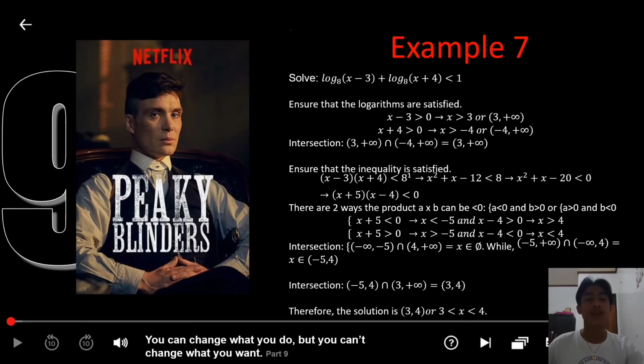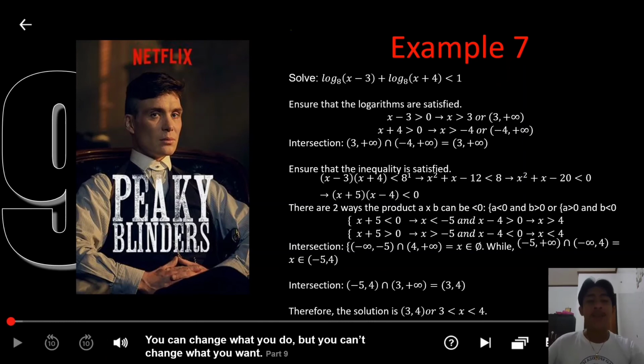Ensure that the inequality is satisfied. x minus 3 times x plus 4 is less than 8 to the power of 1. So x squared plus x minus 12 is less than 8, and x squared plus x minus 20 is less than 0. That is, x plus 5 times x minus 4 is less than 0. There are two ways the product A times B can be less than 0: A less than 0 and B greater than 0, or A greater than 0 and B less than 0.